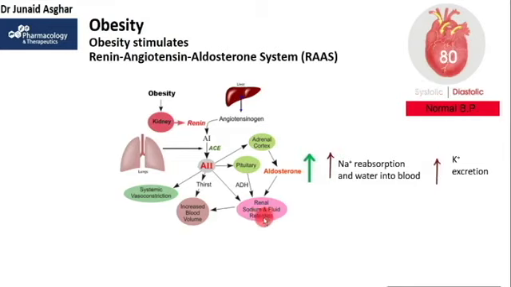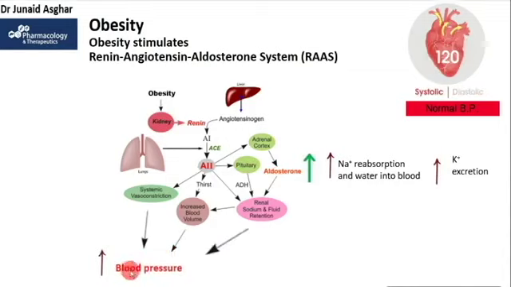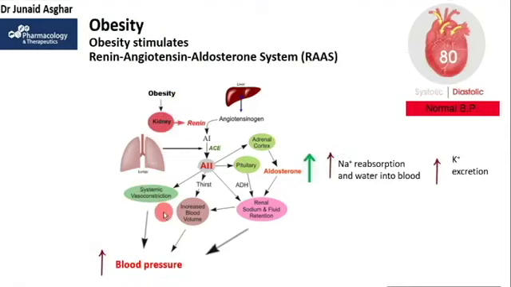elevation in blood pressure. Now collectively, increased systemic vasoconstriction by angiotensin II, increased blood volume by the stimulation of the thirst mechanism in the hypothalamus, and the increased renal sodium and fluid retention by ADH and aldosterone, the blood pressure will increase. And this is how obesity would result in hypertension.